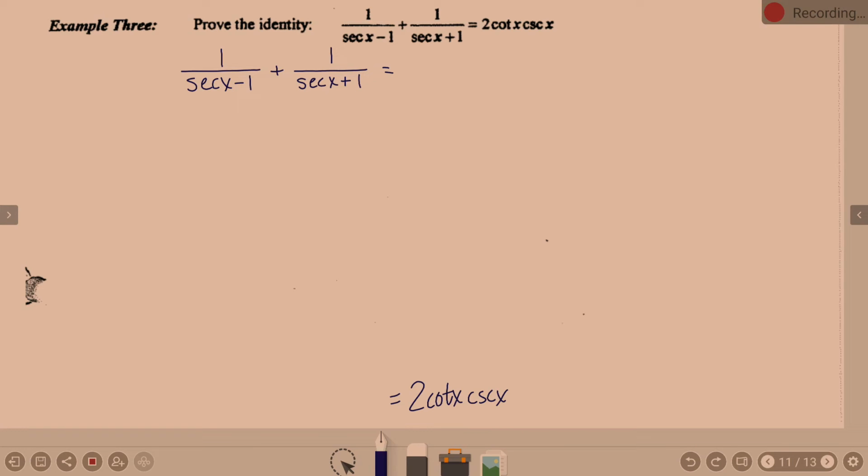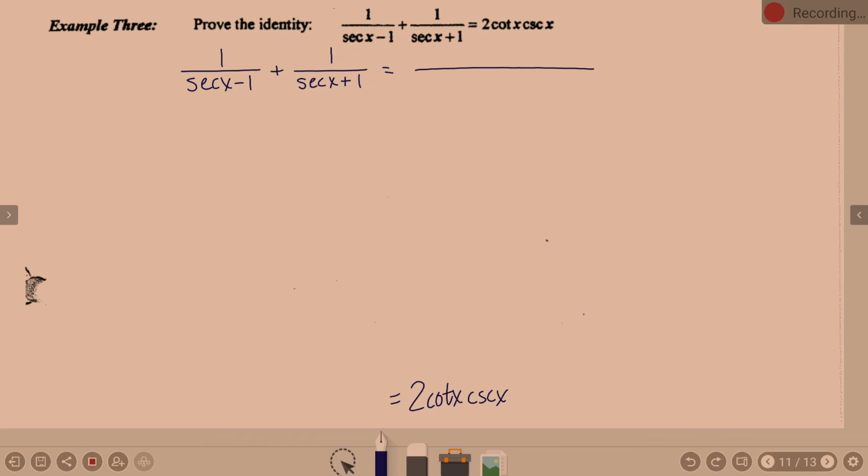Okay. I got my beginning and my end. Hannah suggesting common denominator. I like it. Because these denominators are conjugates, so same pieces, opposite signs in the middle, I definitely like that idea. So what's my common denominator going to look like? Okay, secant x minus 1 and secant x plus 1.